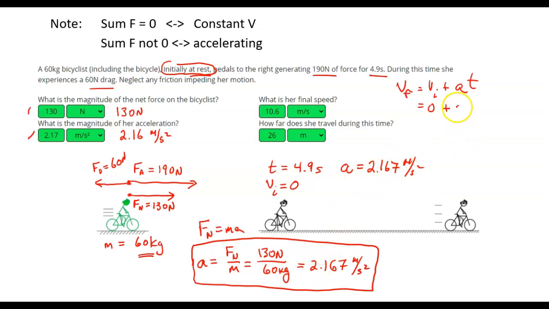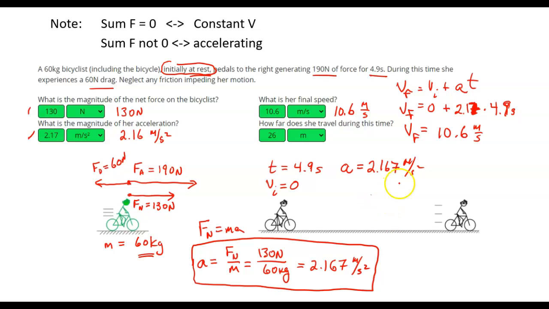Acceleration we just calculated, 2.167, 2.17, let's use that, 2.17 times time, 4.9 seconds. Okay, so 2.17 times 4.9. We multiply that and we get 10.6 meters per second. Our final speed after those 4.9 seconds, or right at the 4.9 second time, is 10.6 meters per second. So we plug that in here. Our final speed after 4.9 seconds is 10.6 meters per second.